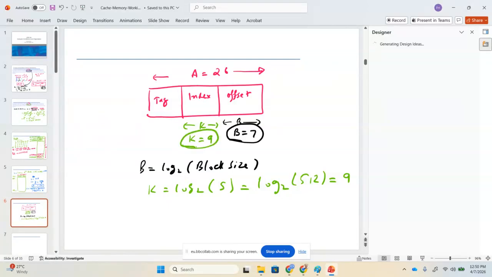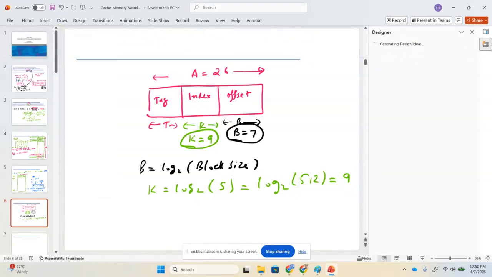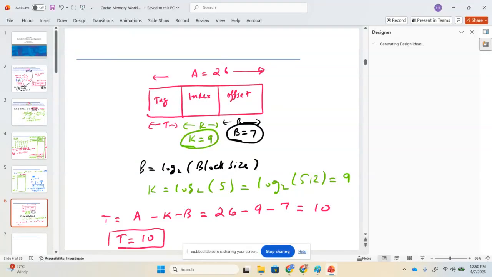Any question? How many bits will now be required for the tag? Let's assume this is T, which is the red color. Anyone may answer. What is T? T is equal to A minus K minus B. A is now 26, K is now 9, and B is now 7. So T is now 10. Any question? Is it clear or not clear?